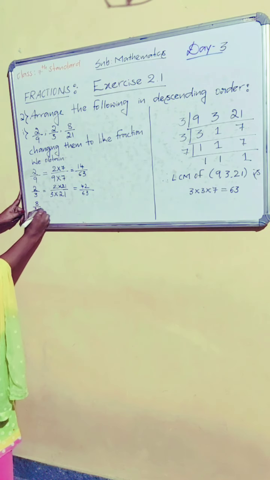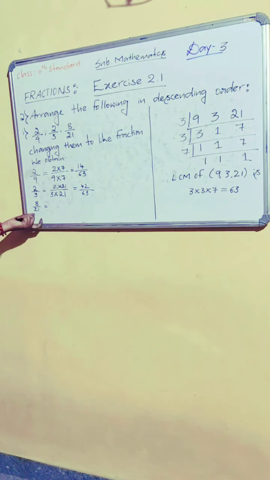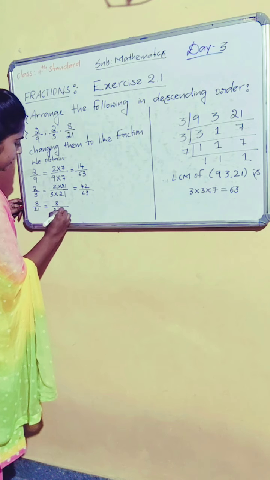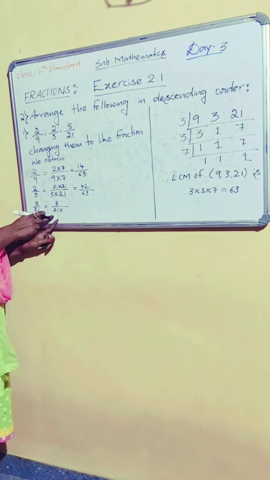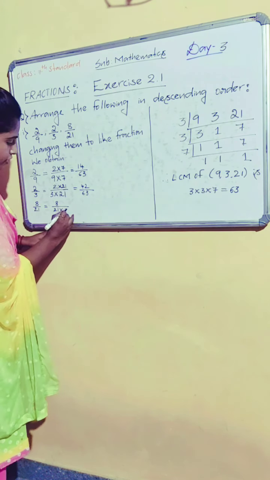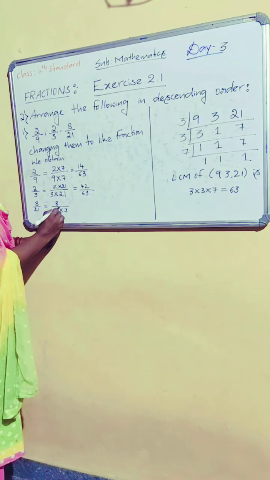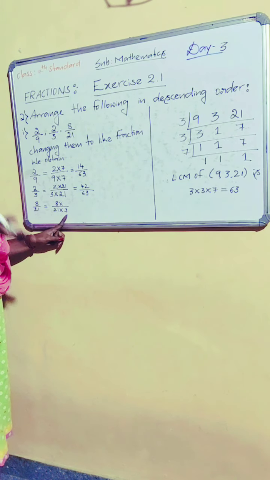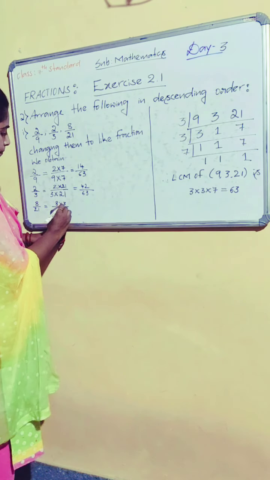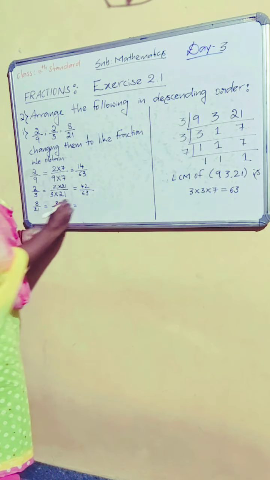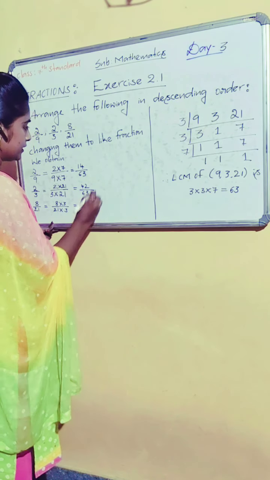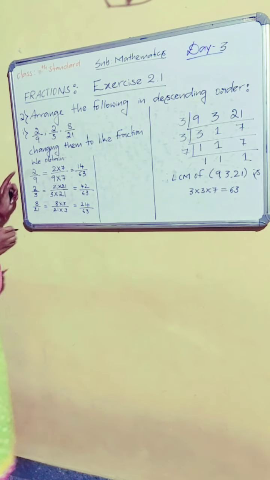And the next one, 8 by 21. To get 63, what is the number I have to multiply to both numerator as well as denominator? 8 by 21 into, what is the number I have to multiply to get 63 for the 21? Obviously 3. 3 1s are 3, 3 2s are 6, isn't it? If I am multiplying with 3 to the denominator, the same number should be multiplied to the numerator. So 8 3s are 24 by 63.